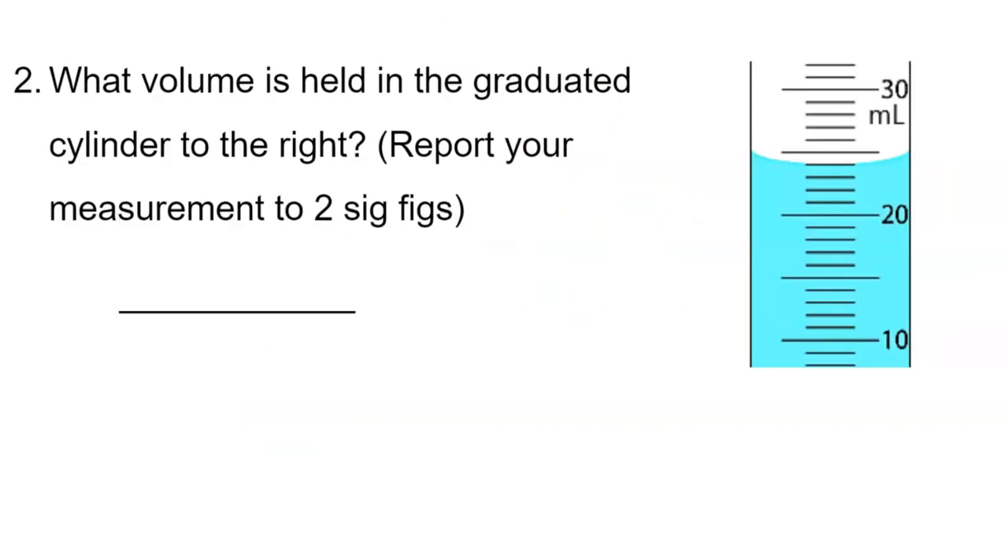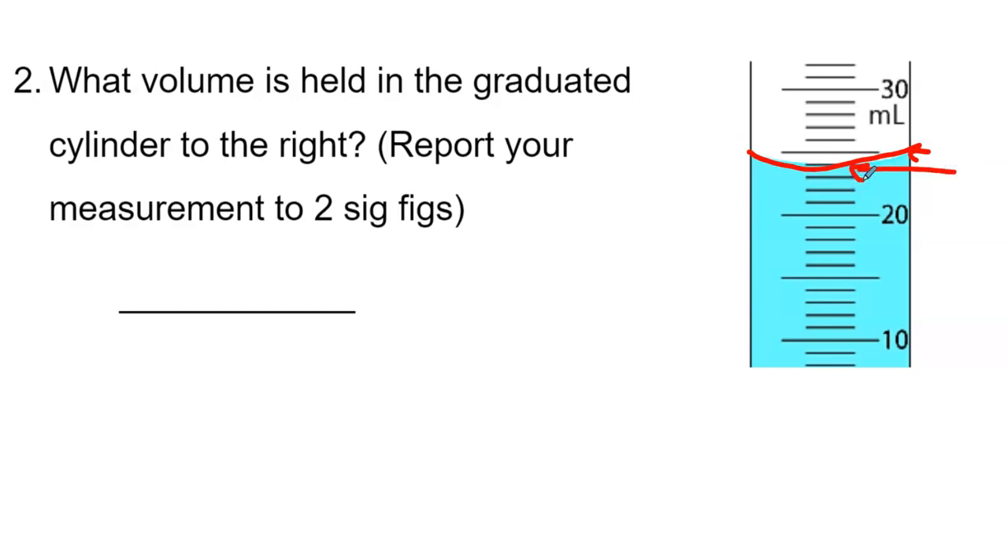Moving on to number 2. Now we're looking at volume. It says, what volume is held in the graduated cylinder to the right? Report your measurement to 2 significant figures. Okay. So let's look at our graduated cylinder. Now, first of all, we need to remember how to read a graduated cylinder appropriately. We don't look at the very tippy top right here. We look at the bottom of the curve, and we call this the meniscus, the bottom of the curve.